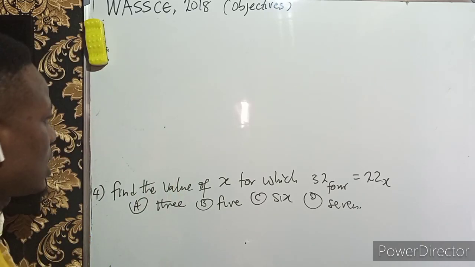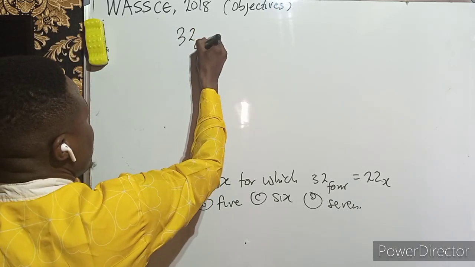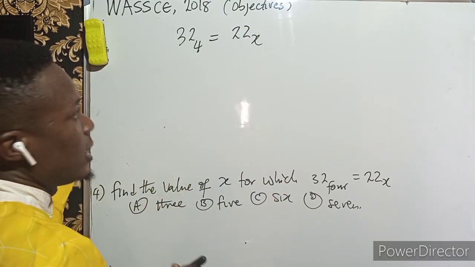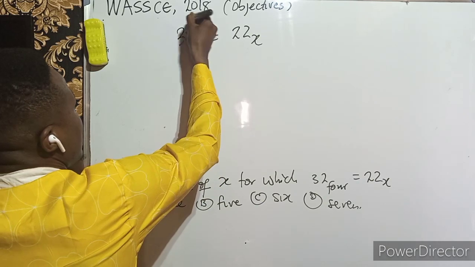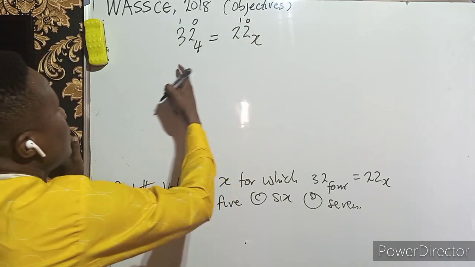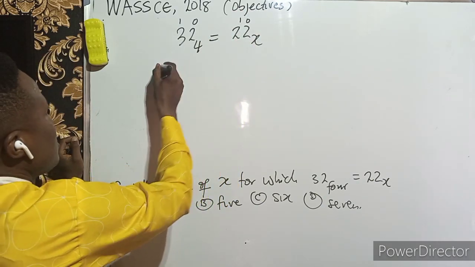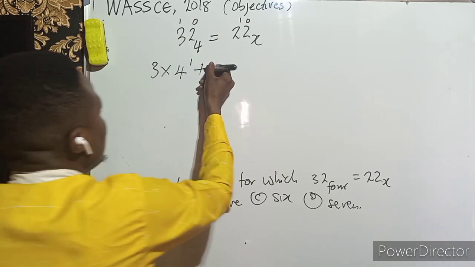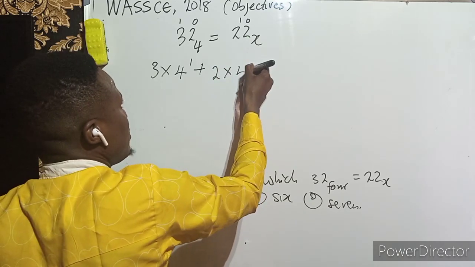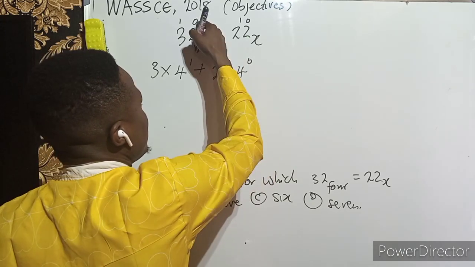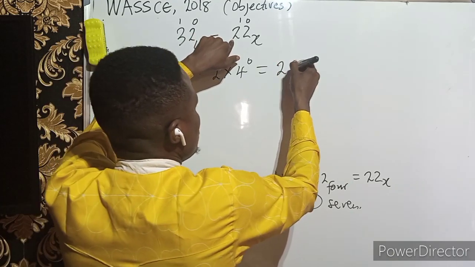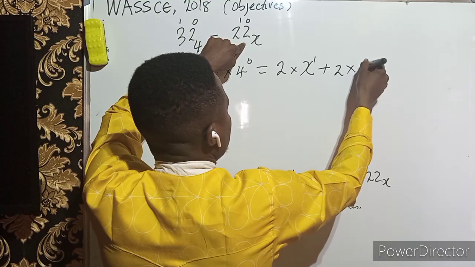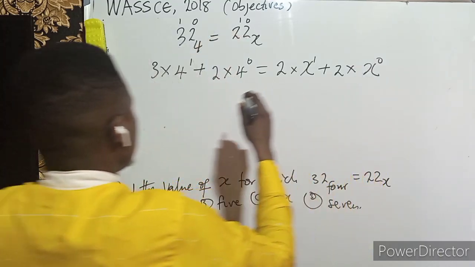In this question, we are told that 32 base 4 is equivalent to 22 base x. So we are looking for the value of x. This is number bases. We can tag here 0, 1, 0, 1. So writing in expanded form, we have this as 3 multiplied by the base 4 to the power of 1, plus 2 multiplied by the base 4 to the power of 0, equals 2 multiplied by the base x to the power of 1 plus 2 multiplied by the base x to the power of 0.